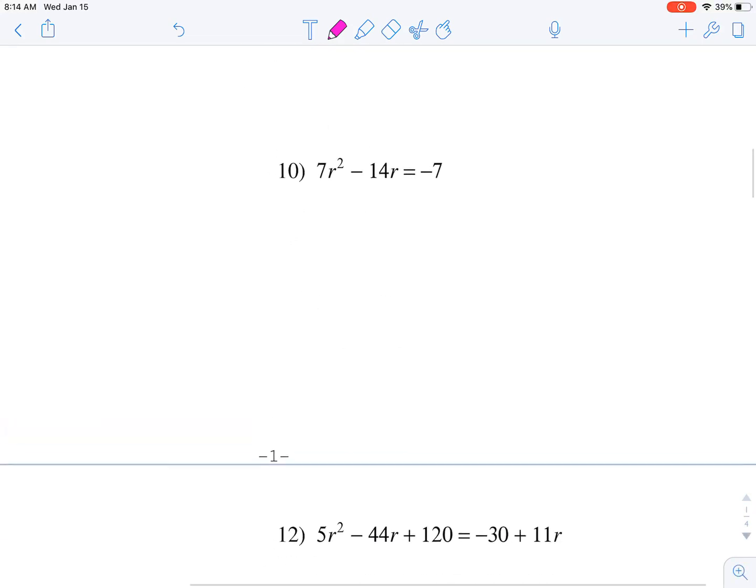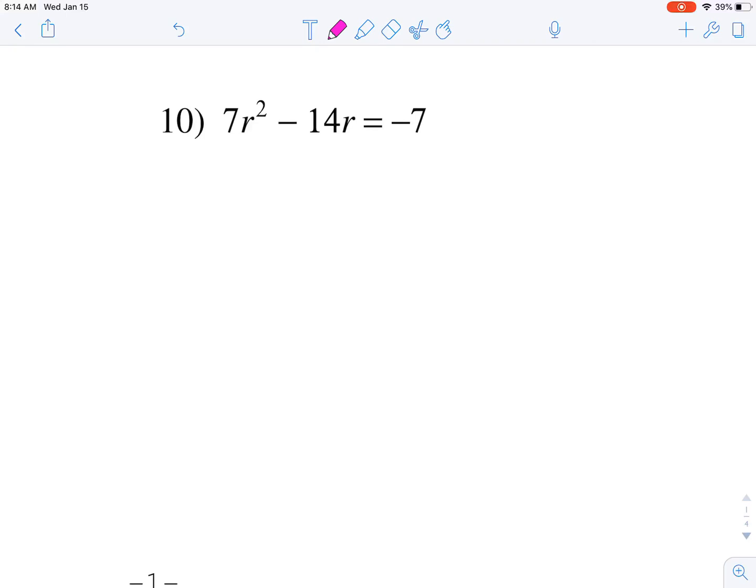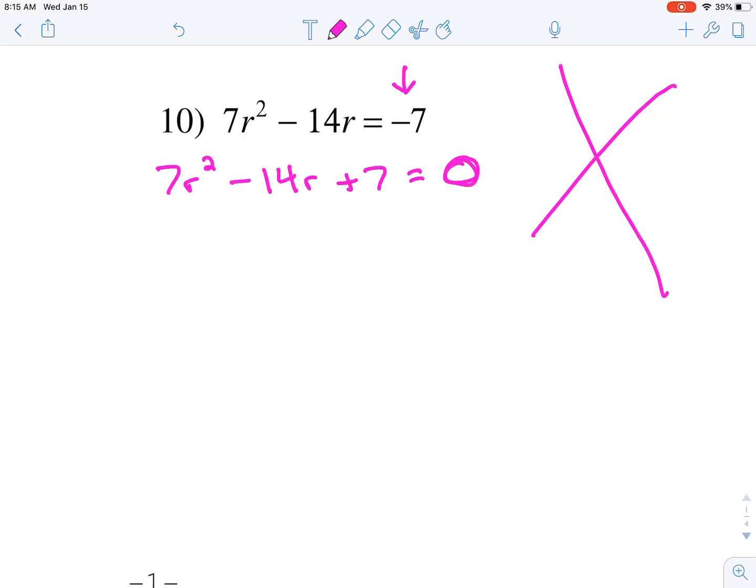Let's do one that has some negatives in it, and some bigger numbers. So on this one, we need to get everything on one side. So I'm going to have 7r squared minus 14r plus 7 is equal to 0. The reason why I did that, I added 7 to both sides to give me that 0 that we need on the side. And then now I'm going to be multiplying to 49 and adding to -14.